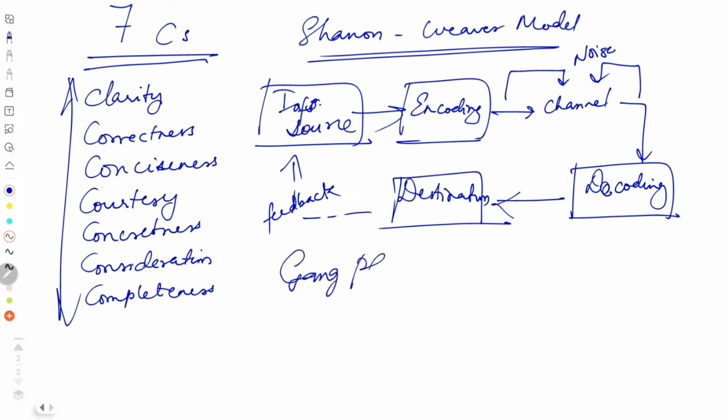What is Gangplank? Gangplank is an important concept. There have been questions about Gangplank. So Gangplank is a type of formal communication, actually a horizontal form of communication, horizontal or lateral.